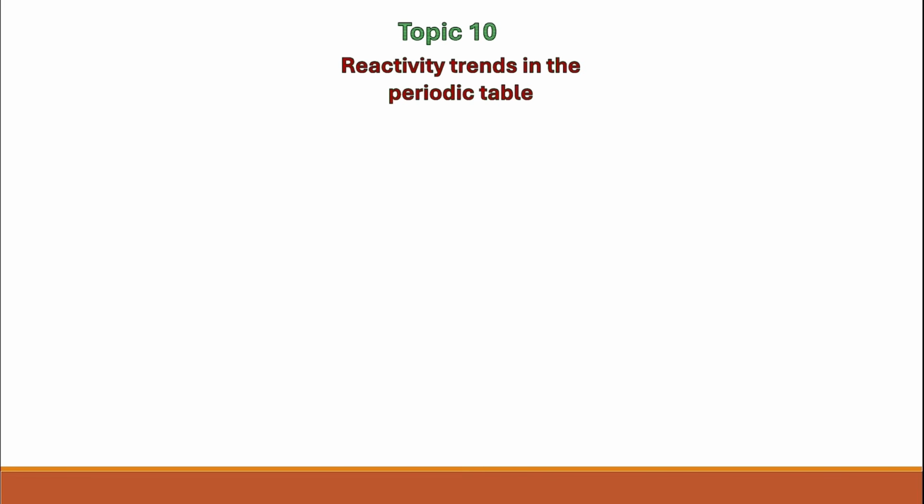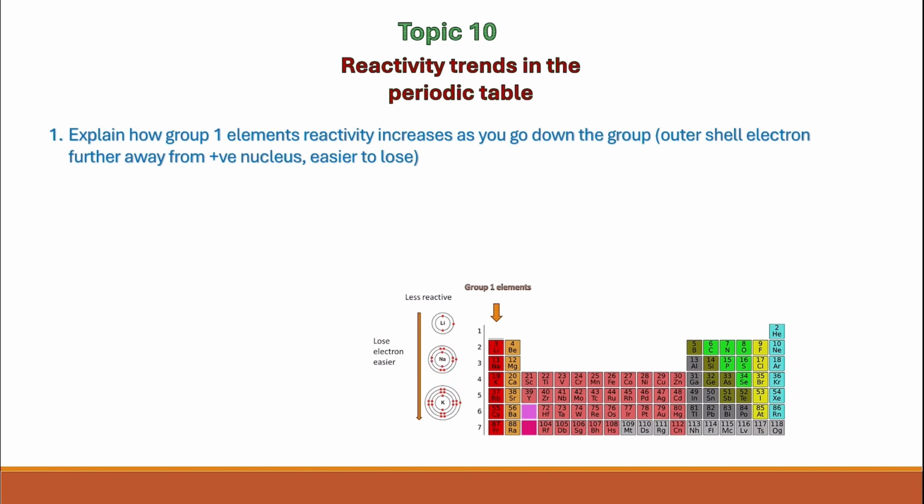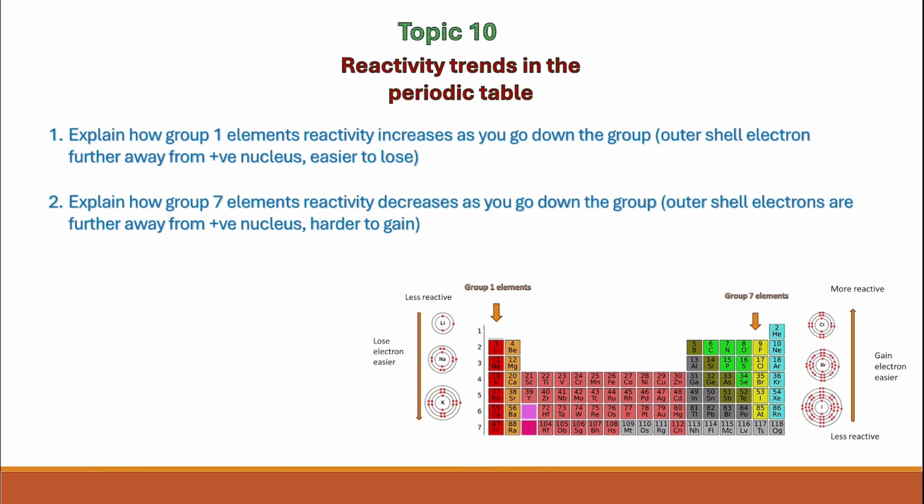Aluminium doesn't corrode because of the formation of a layer of aluminium oxide, which protects the aluminium. Reactivity trends in the periodic table. This is almost a guaranteed question in your paper too. So here we are talking about group 1 elements and group 7 elements. They either ask you about group 1 or group 7 depending on the context of the question. So remember that for group 1, as you go down the group, the reactivity increases.